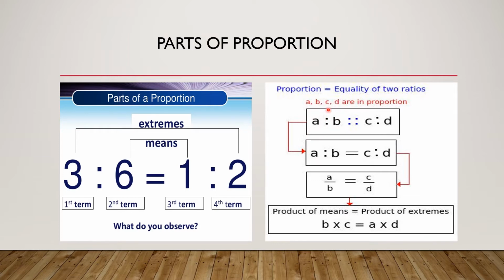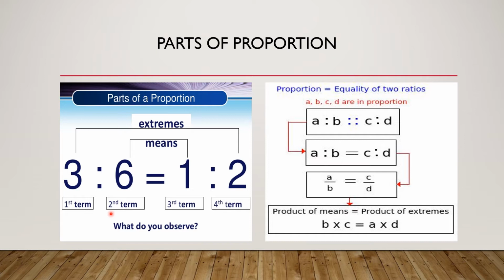How can we write it in proportion form? A ratio B. This is the sign for proportion. When we change this proportion sign into an equal sign, we get this form. After that, we can change the ratio into a fraction form. After changing it, we get AD equals BC, or we have deduced the formula which shows that the product of means, B and C, is equal to the product of extremes, which is A and D.